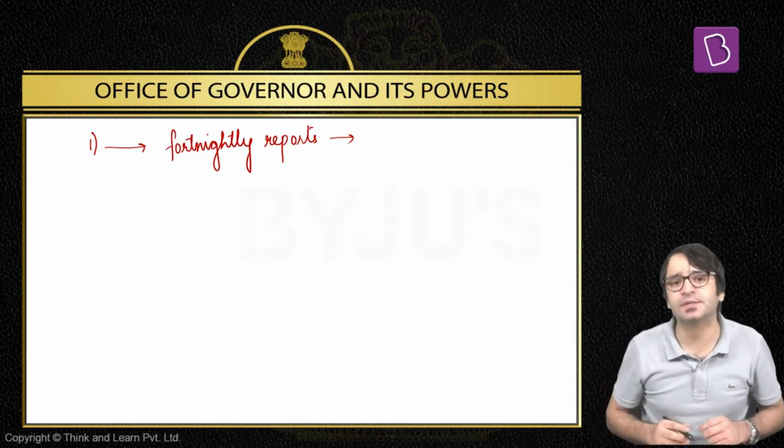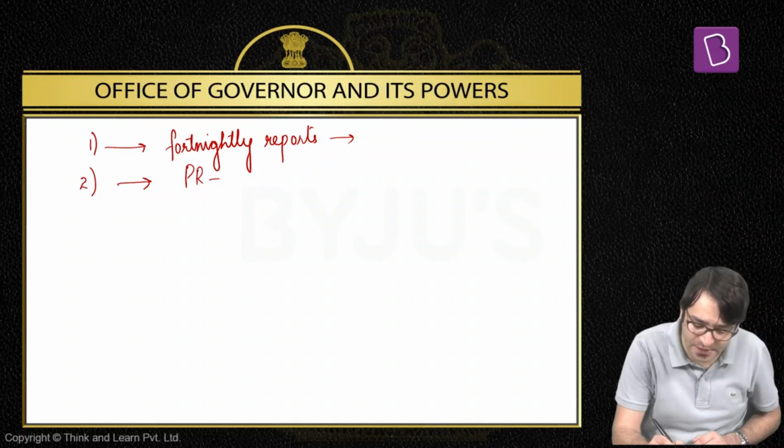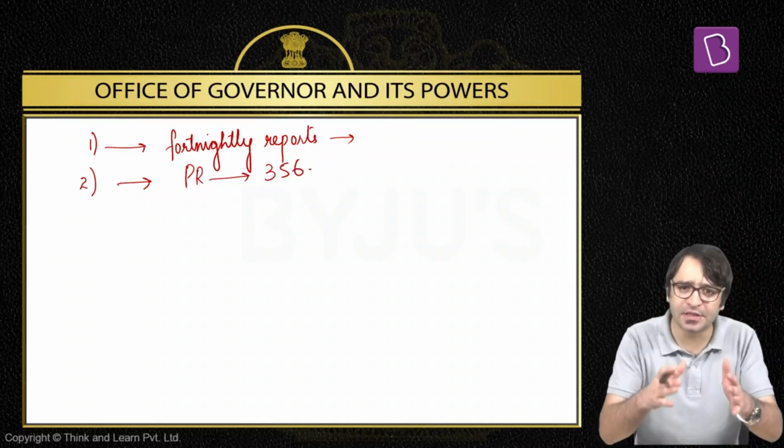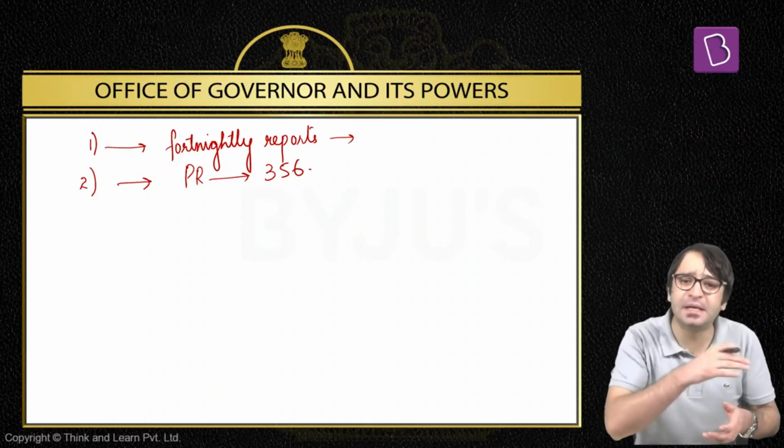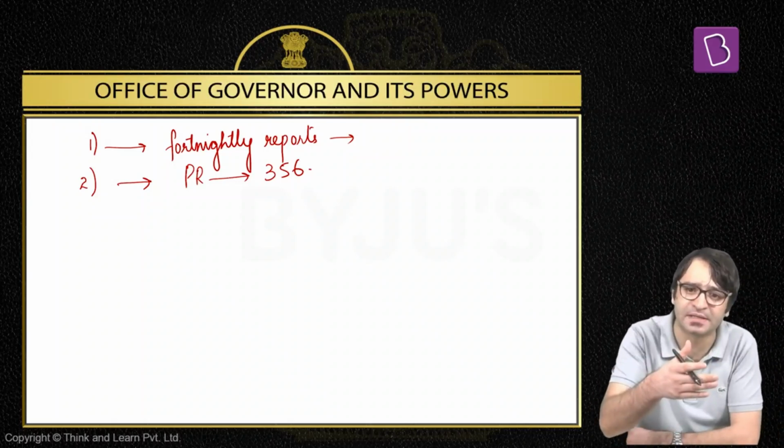Another discretion, number two, when he is recommending President's rule under Article 356. Under Article 356, the governor submits a report to the president. That is breakdown of constitutional machinery. While preparing this report, submitting this report, he is not bound by the aid and advice of the Council of Ministers headed by the Chief Minister.